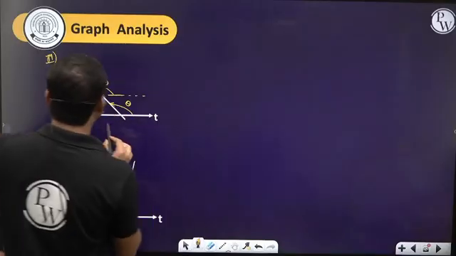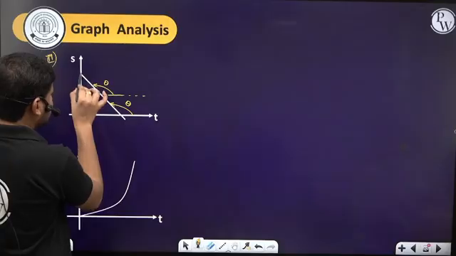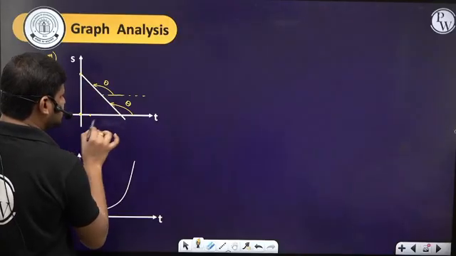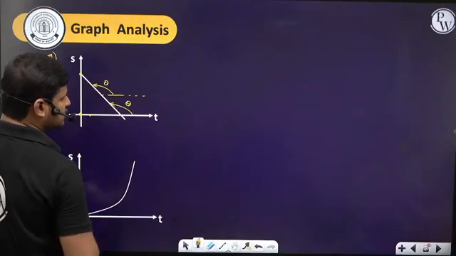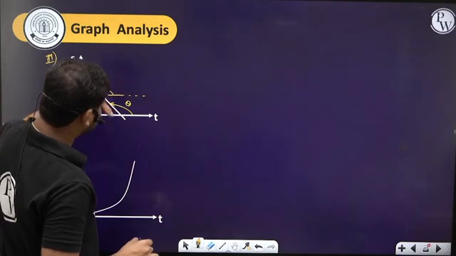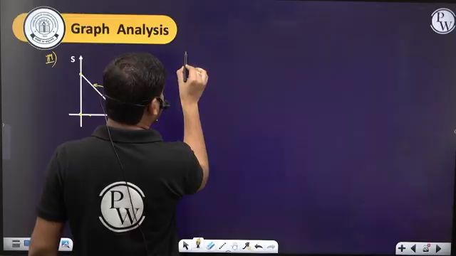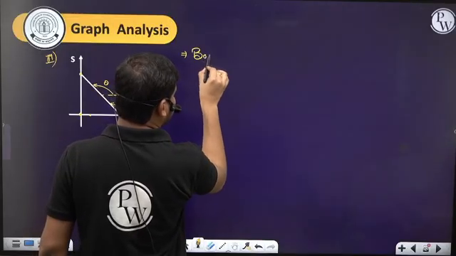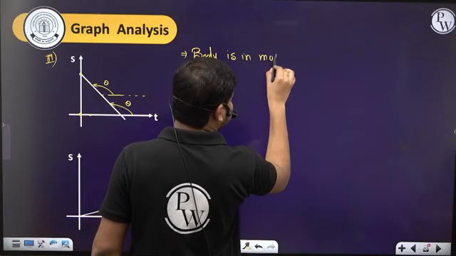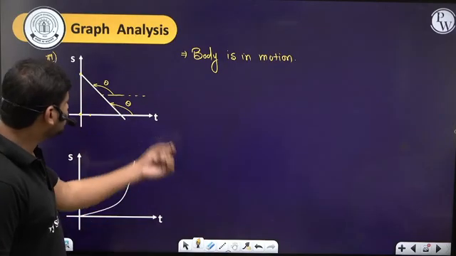The first thing is, throughout its motion, at time t equals 0, the body is here. At t equals 1, the body is here. At t equals 2, the body is here. 3 here, 4 here. That means the body is coming this way. As the time progresses, the body is coming this way. Okay, so what does it mean? First thing, the body is in motion with respect to time. The body's position is changing, so that's why the body is in motion. This point is clear. Now come to the next point.